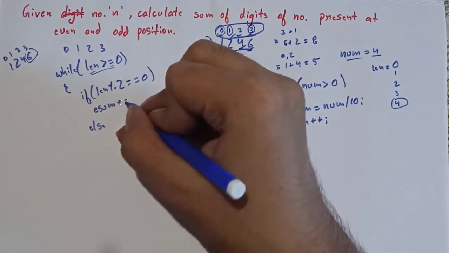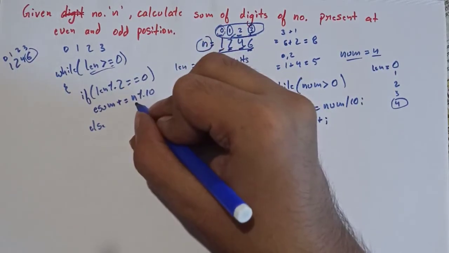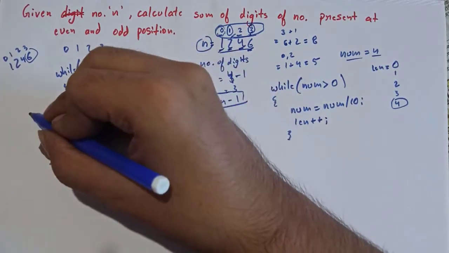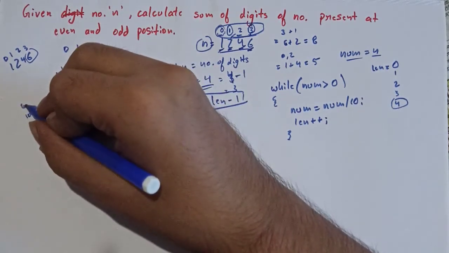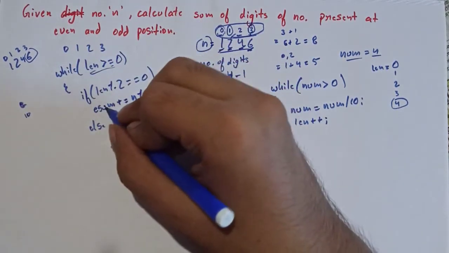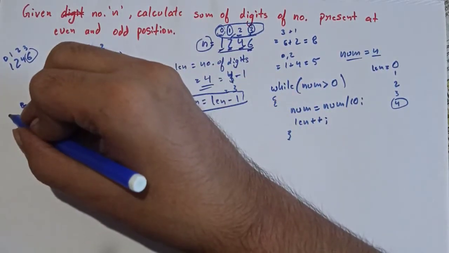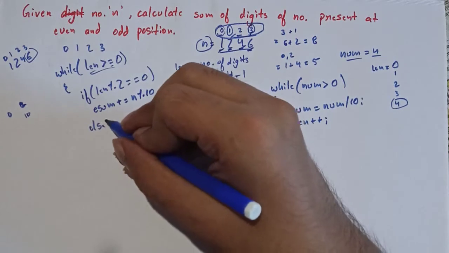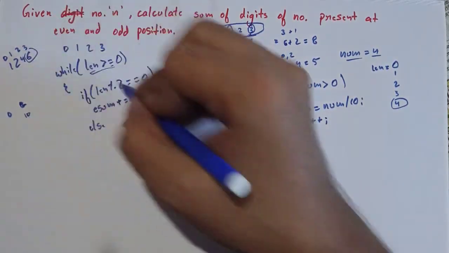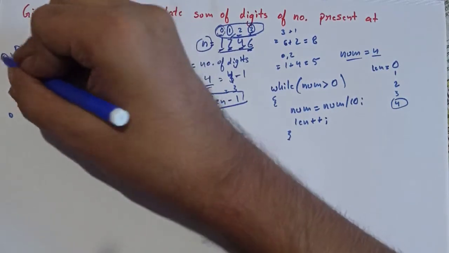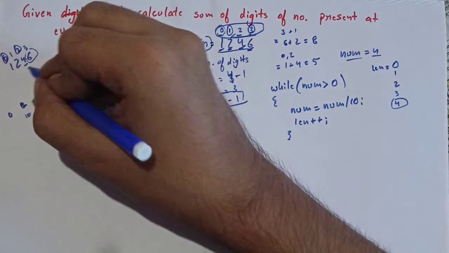eSum plus is equal to n mod 10. What this n mod 10 does is it divides the number, and if the position is even, it stores it in this one and sums it up. If it is not, then it stores it in the else block. So if our position is even, let's say if it is 2 or if it is 0, then eSum will be equal to this digit.